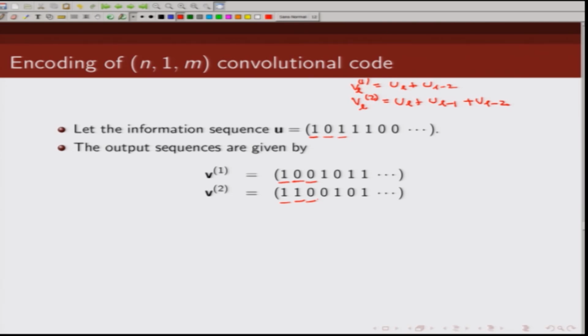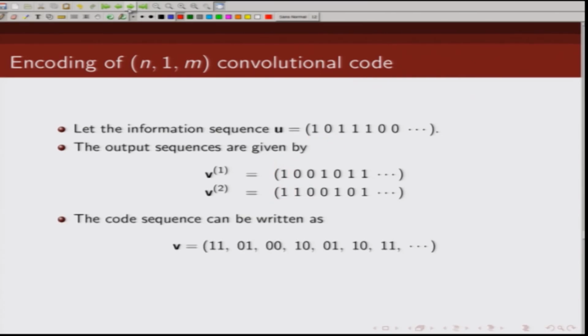So, what is my final output? Corresponding to this 1, my coded sequence is given by this. Corresponding to this 0, my coded sequence is given by this. So, I can write my final output as: corresponding to input 1 I get 1 1, that is given by this. Corresponding to 0 I get 0 1, that is given by this. Corresponding to 1 I get 0 0, that is given by this. So, this is how I can write my output coded sequence.